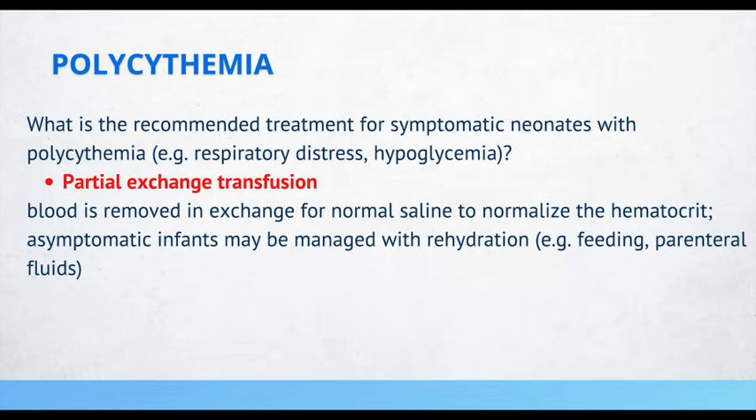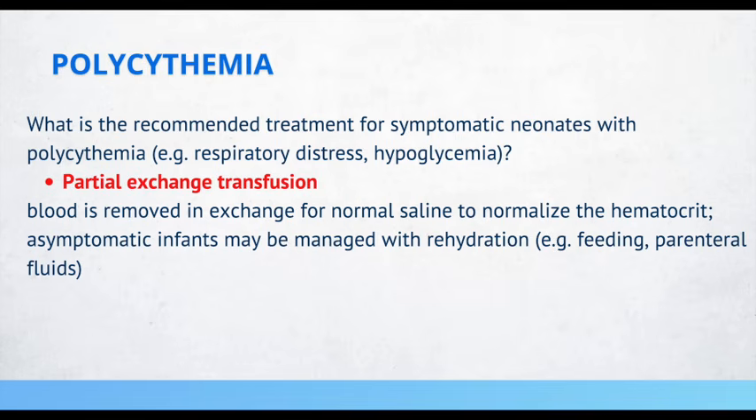What is the recommended treatment for symptomatic neonates with polycythemia? Partial exchange transfusion. So blood is removed in exchange for normal saline to normalize the hematocrit. Asymptomatic infants may be managed with rehydration.